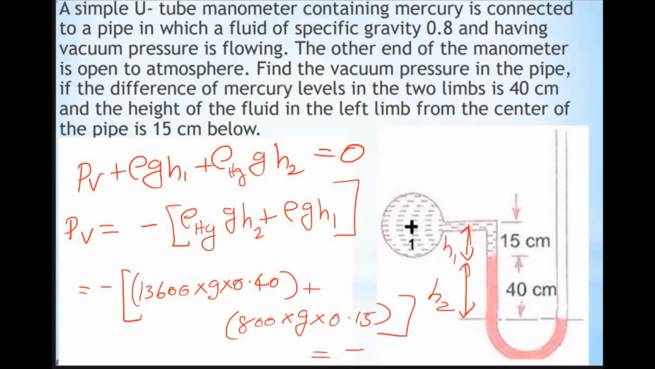So you will get it as minus 54,543.6 Newton per meter square. This minus sign indicates it is vacuum pressure, that is the pressure is less than atmospheric pressure. Okay, in the next lecture we will be discussing U-tube differential manometers, and we will discuss problems related to U-tube differential manometers.